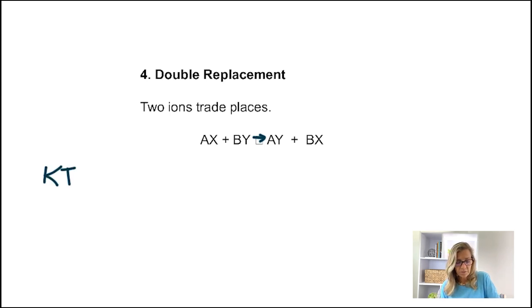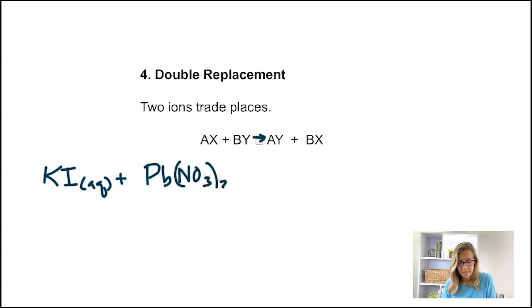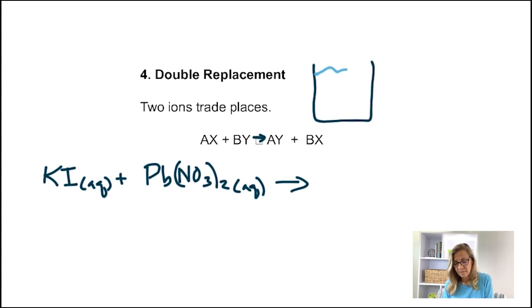One that's really cool to do, you might have seen this one, is potassium iodide, aqueous, and lead nitrate, aqueous. Now, what do I mean by aqueous? Let's just review that. So aqueous would mean a little solution, right? And instead of KI, I actually have K+ ions and I- ions. And when I do this reaction, what am I dropping in there?